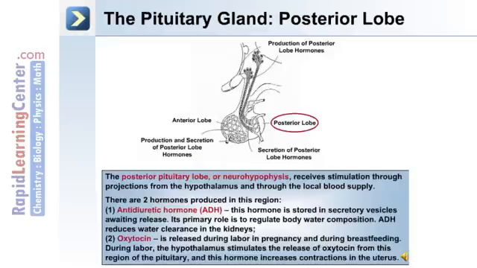Oxytocin is released during labor in pregnancy and during breastfeeding. During labor, the hypothalamus stimulates the release of oxytocin from this region of the pituitary, and this hormone increases contractions in the uterus.